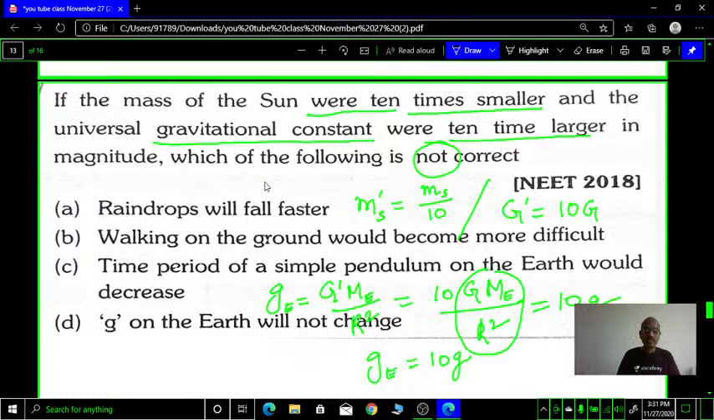So the time period of the simple pendulum here on the earth would decrease. So D is the correct option. Right? D is the correct option. Let us go for the next one.